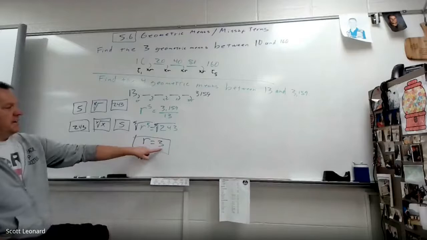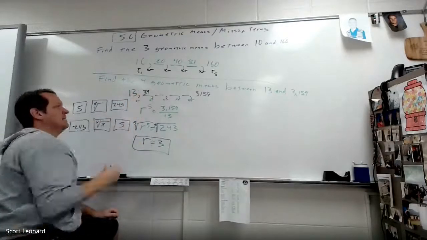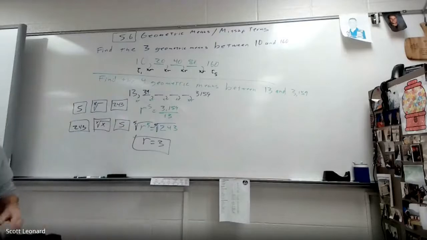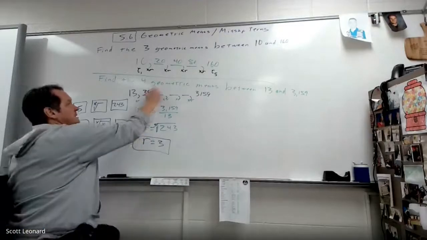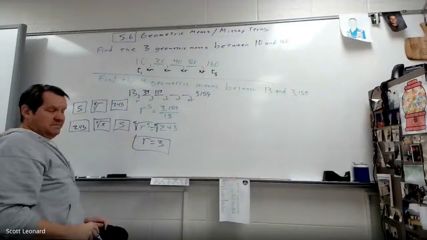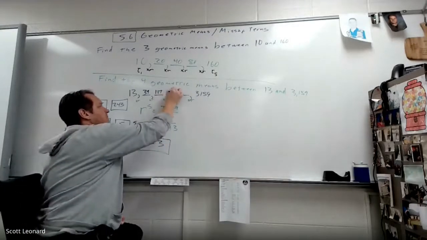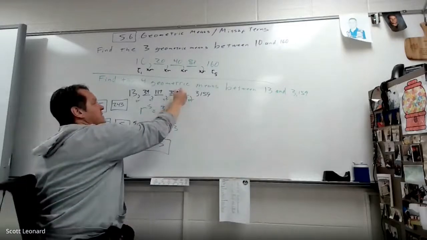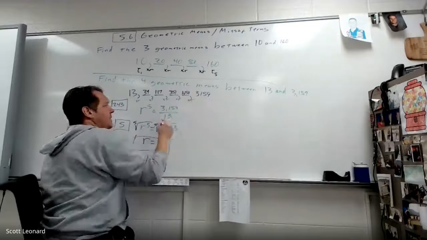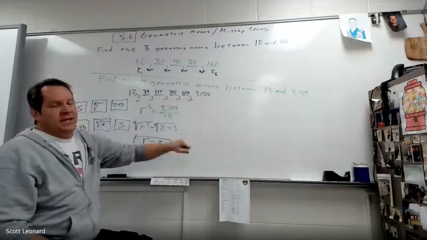So now all I have to do is take 3 times 13, 39. And take 39 times 3. Should get 117. 117 times 3 is 351. 351 times 3, 1,053. And then verify your answer works by multiplying by 3 one more time and make sure you get that answer there.